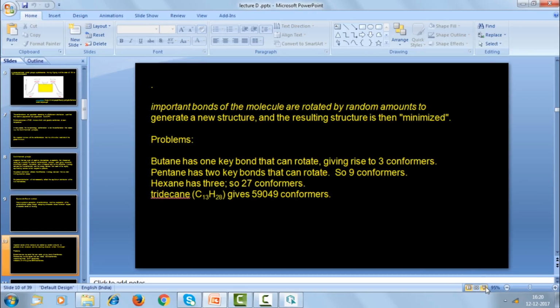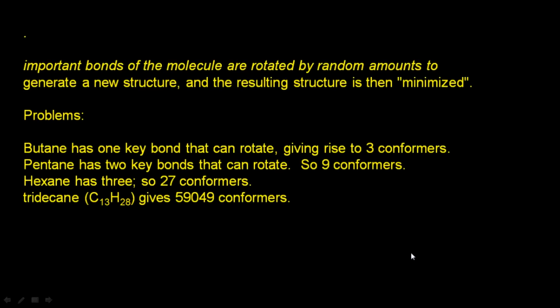So you see, it is not so easy. There are so many rotatable bonds as your carbon number increases, so you may have to look at so many conformations. As you can see, from butane to pentane to hexane to tridecane, the number of conformers increases rapidly.